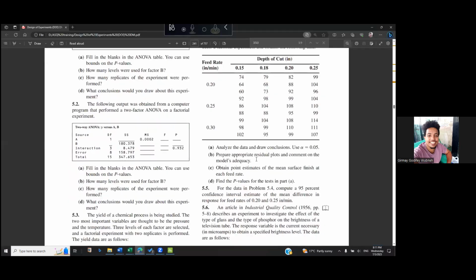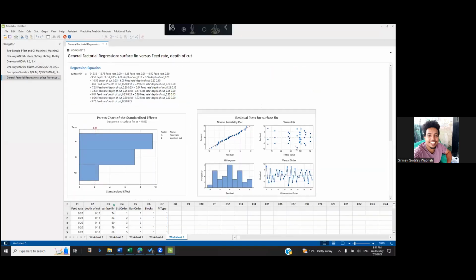Next, prepare an appropriate residual plot and comment on the model adequacy. So here is the plot.